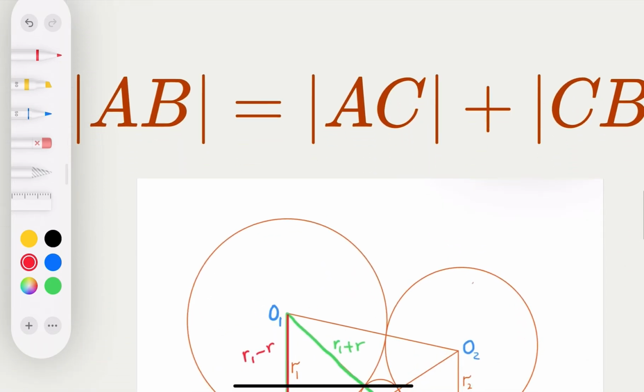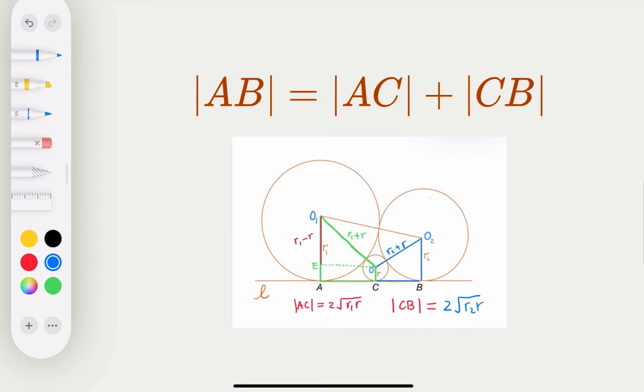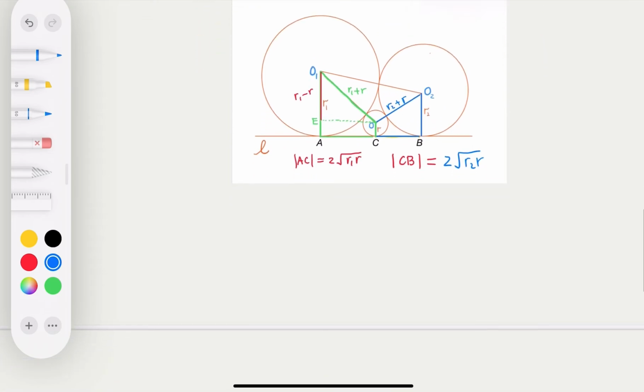So similarly, what you can claim is that the CB here is going to be looking at a different shape. You can look at this shape here. This length is going to be R2 plus R, and this is R2. So for your CB here, you can use the same algebra to find out that it is equal to 2 square root of R2 times R. Of course, we know that the segment AB must equal the sum of the two segments AC plus CB. So you plug in what you get.